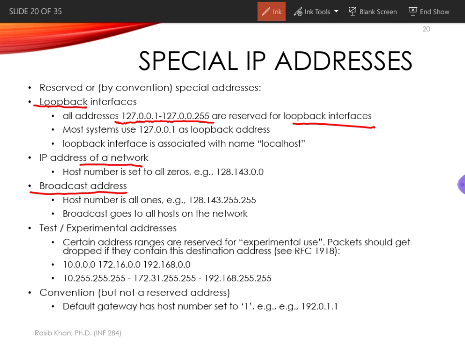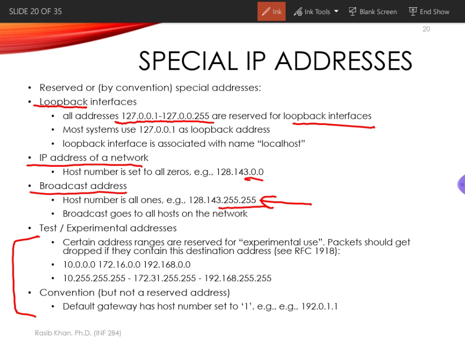So we have the IP address of a network as another special IP address, which we've already seen, where the host part is set to all zeros. Then we have the broadcast address, where the host part is set to all ones. And this implies if I send a message to this IP address, that is the broadcast address, it will be sent out to all the hosts in that network. And finally, we have the class D and E addresses, which are for test and experimental cases, which have certain ranges, which generally we don't use whenever we are trying to set up a network.